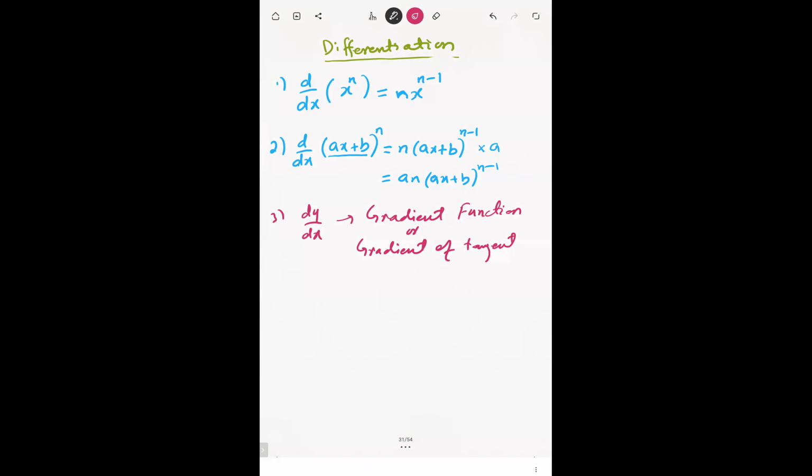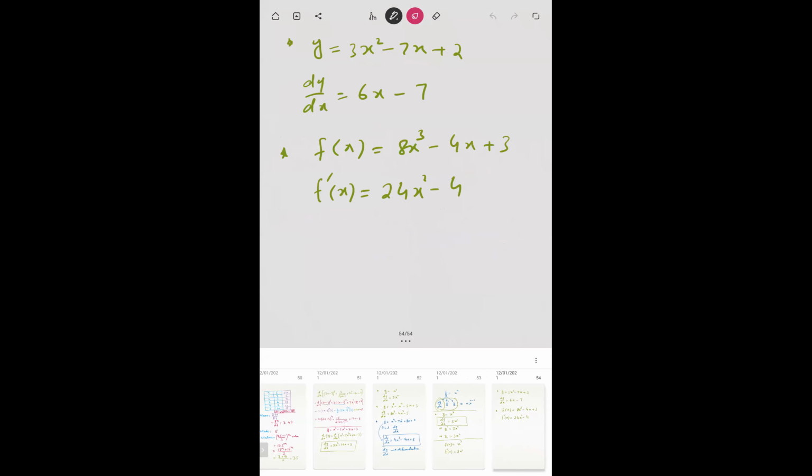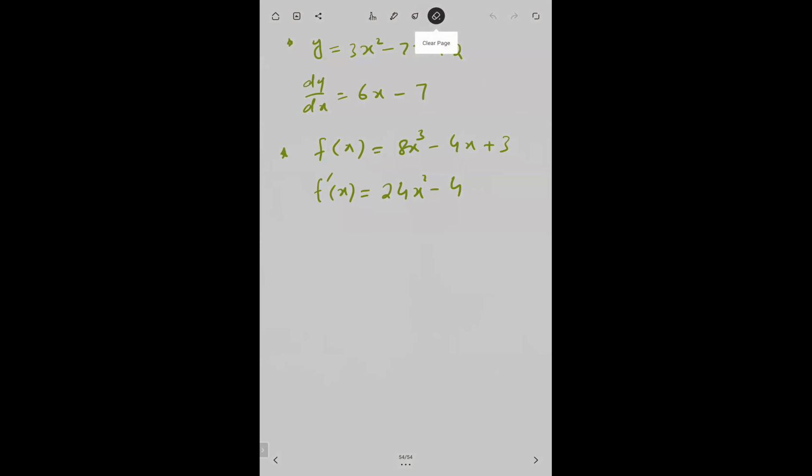Okay, see here now. Suppose we have a curve here.